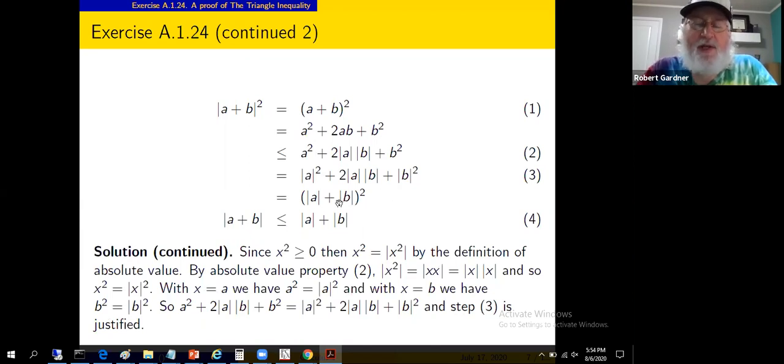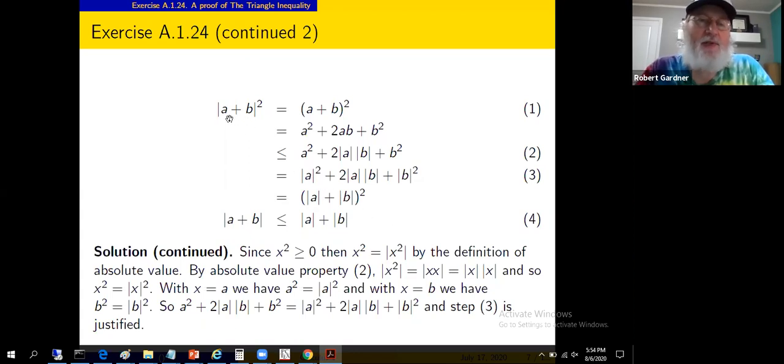How about this next one here? Where'd this come from? Oh, they just factored this. If you take the absolute value of A plus the absolute value of B, square it, FOIL it, it'll produce this. So that's why that equality holds. The same reason that one held there. They've just done distribution and properties of multiplication of real numbers. FOIL is what they've done. Okay, so that just leaves step 4.